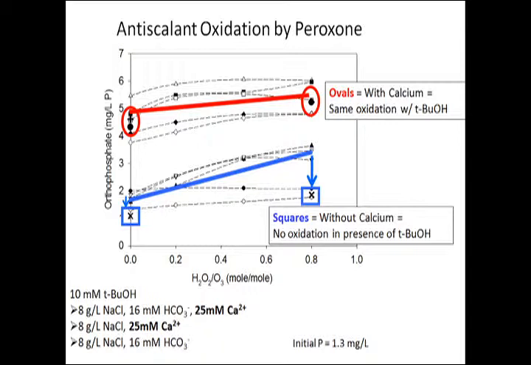And she was using, as people do in the field, a phosphonate antiscalant. And by using peroxone, the combination of hydrogen peroxide and ozone, you could oxidize that, and the oxidation is shown by the amount of phosphorus that's on the ordinate here. And basically what she discovered is that when you had calcium in the water, you got a lot more of this than when you didn't have calcium in the water. And then the question was, why?